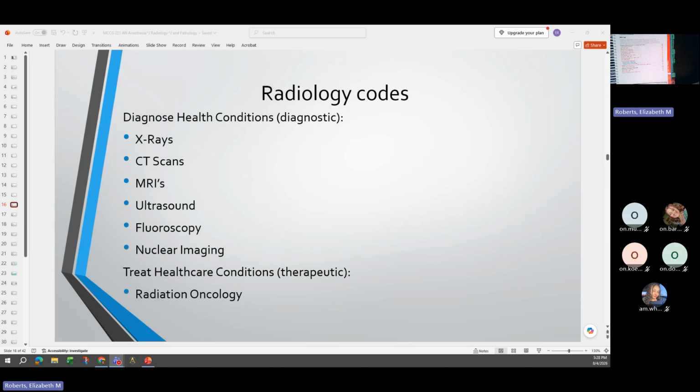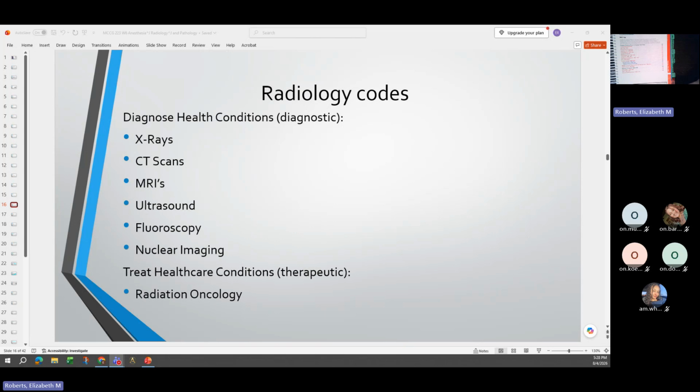Radiology is also different. We're not actually doing anything to the patient here. The vast majority of radiology codes are considered diagnostic, meaning they're performed to diagnose health conditions, right? We're taking pictures of the insides of patients, essentially.